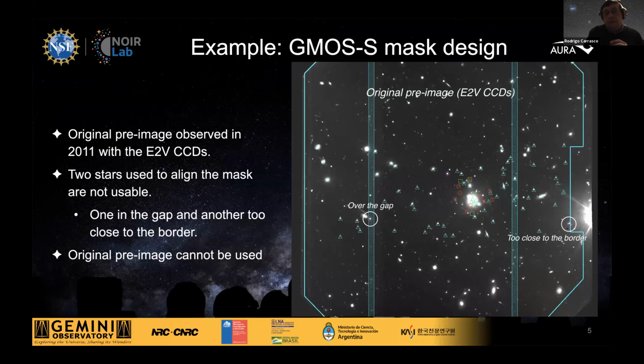And we can see that two of the stars that were originally selected to align the mask on the sky are not usable. One is over the gap, another is very close to the border of the area that covered the slit. So basically, the original pre-image cannot be used.